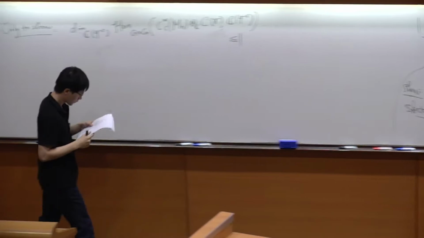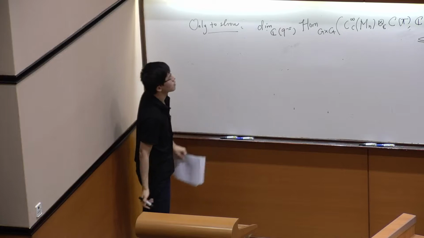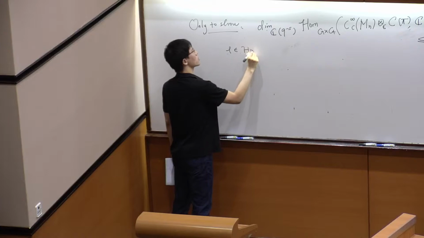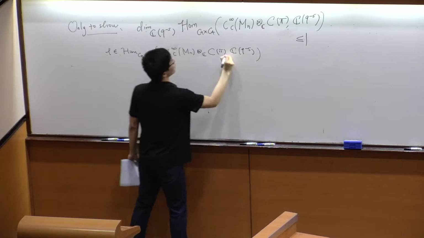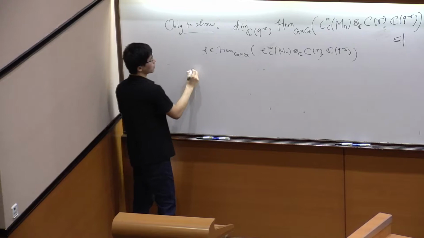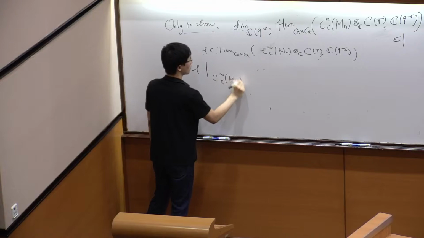First, by the G cross G equivariant property, for any linear function L that lies in this Hom space, again by the G cross G equivariant property, we know that L is exactly determined by its value on C_c^∞(G) of M N tensor with the matrix coefficient that we specified before.